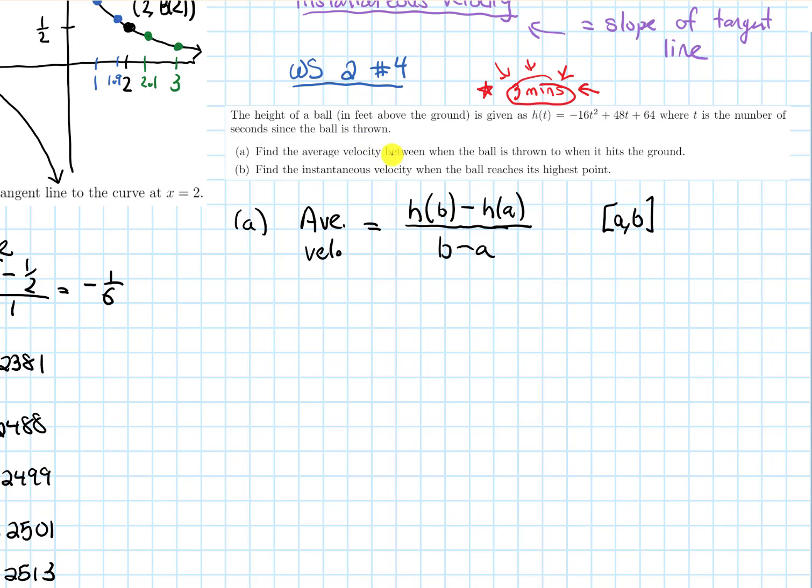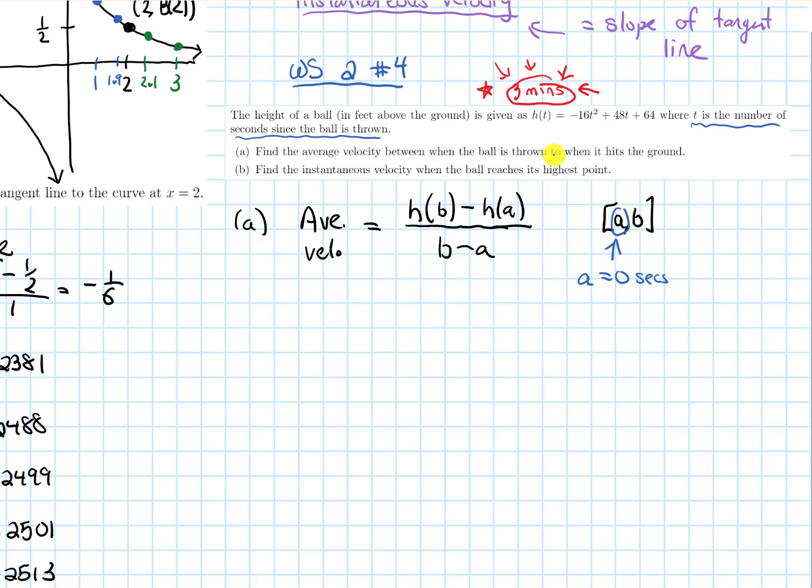So the question says that the time we're talking about is between when the ball is thrown. So a is representing when the ball is thrown. And based off what the question tells us, t represents the number of seconds since the ball is thrown. So when the ball is thrown, that would be 0 seconds. Okay, so we know what a is.